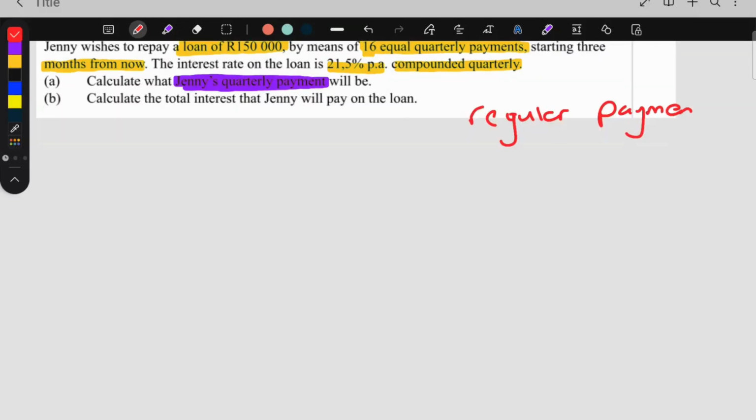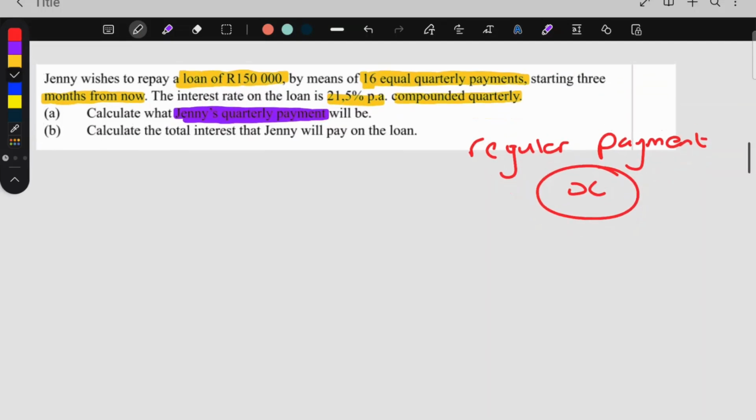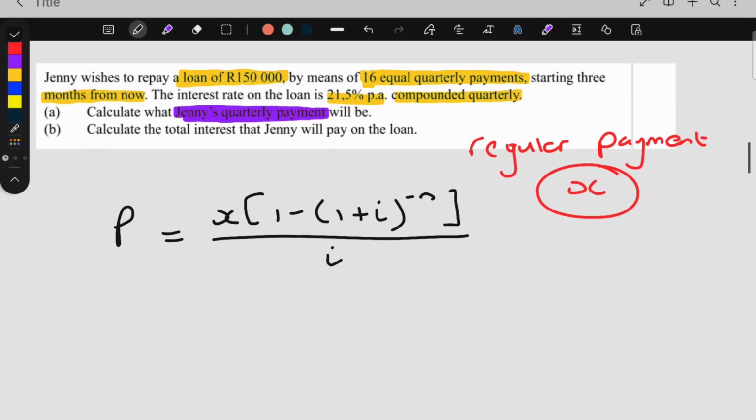The quarterly payment is the regular payment, so we have to solve for X in this question. Okay, let's do that. First, she is making regular payments, so we need to figure out, is it P or is it F? Now, in this case, it's P because we are working with a loan. So first things first, let's write our formula down. From your formula page, you don't memorize, you write your formula down. Okay, I wrote my formula down.